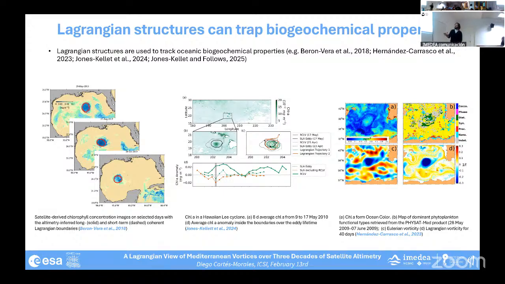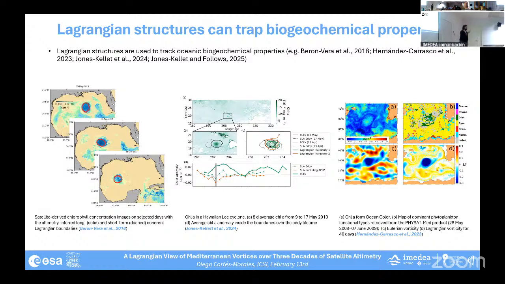For example, in this example from Johnson's Challenge in 2024, they define Lagrangian structures around a maximum of chlorophyll, and also they define a Eulerian structure and show how the Lagrangian structure has a higher maximum of chlorophyll than the Eulerian structure, showing that the maximum of chlorophyll is much more confined by the Lagrangian structure than the Eulerian one.